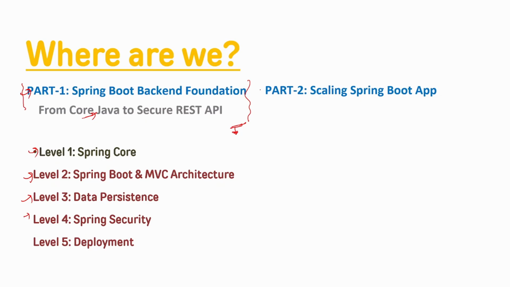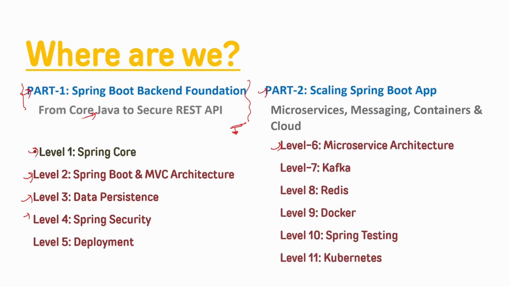In part 2, we will learn about how we can scale our Spring Boot application using different approaches. In level 6, we will learn about microservice architecture, how we can do event-driven programming using Kafka, then how we can do caching with the help of Redis to improve performance. Then in level 9, we will learn about Docker and containerization. In level 10, we will learn about how we can test our Spring Boot application. And finally, in level 11, we will learn about Kubernetes. So this is the whole roadmap for this Spring Boot 0 to Infinity course.